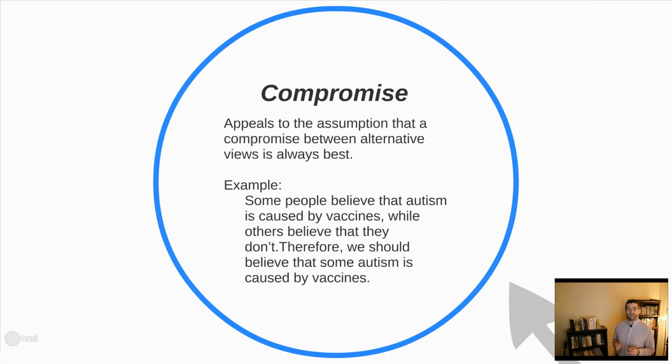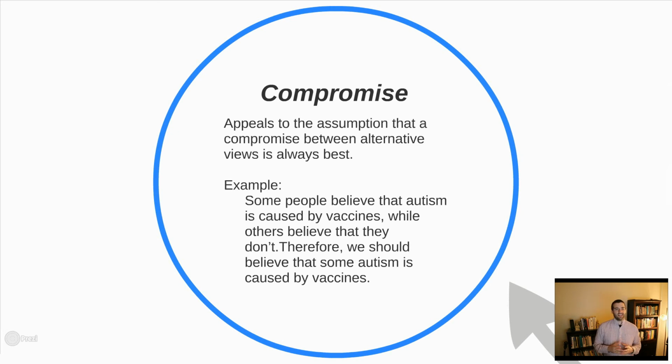So our first appeal fallacy is the appeal to compromise. The appeal to compromise is the assumption that a compromise between alternative views is always the best. One example here, some people believe that autism is caused by vaccines, while others believe that they aren't caused by vaccines. Sorry for the bad grammar on my slides. Therefore, we should believe that some autism is caused by vaccines, right? We see how that's a compromise. It's between the two views here. And for that reason, it might seem plausible, right?